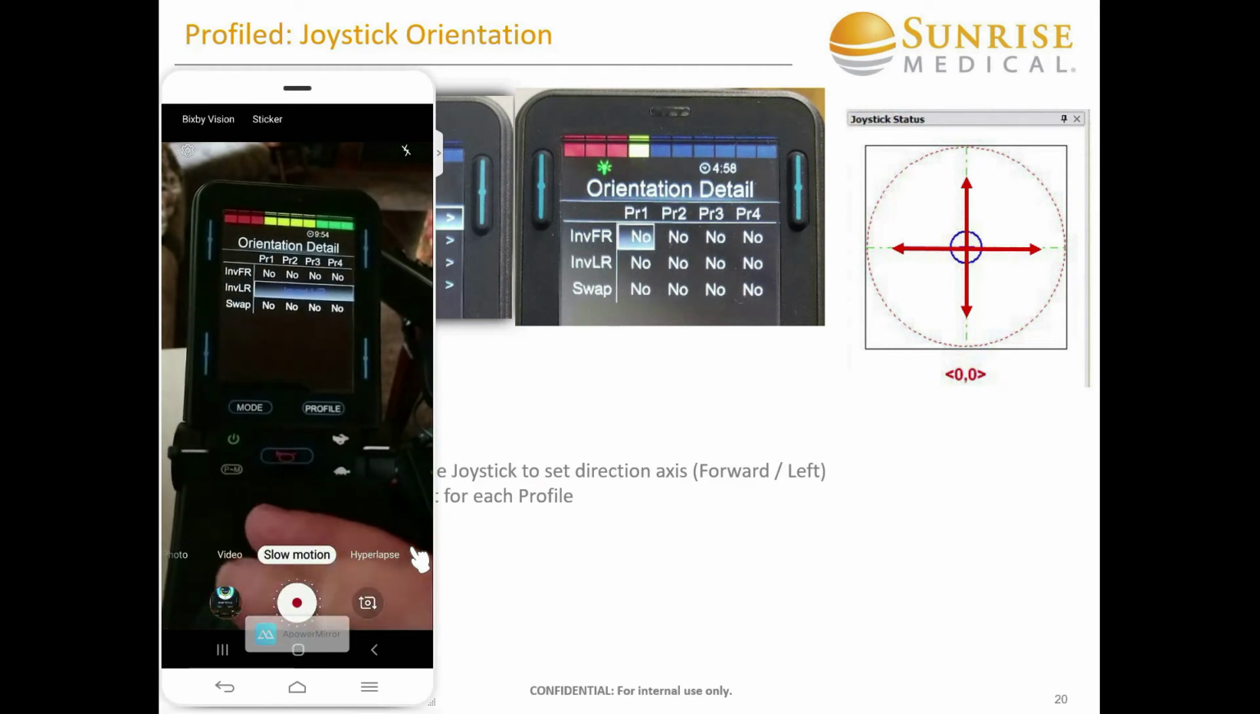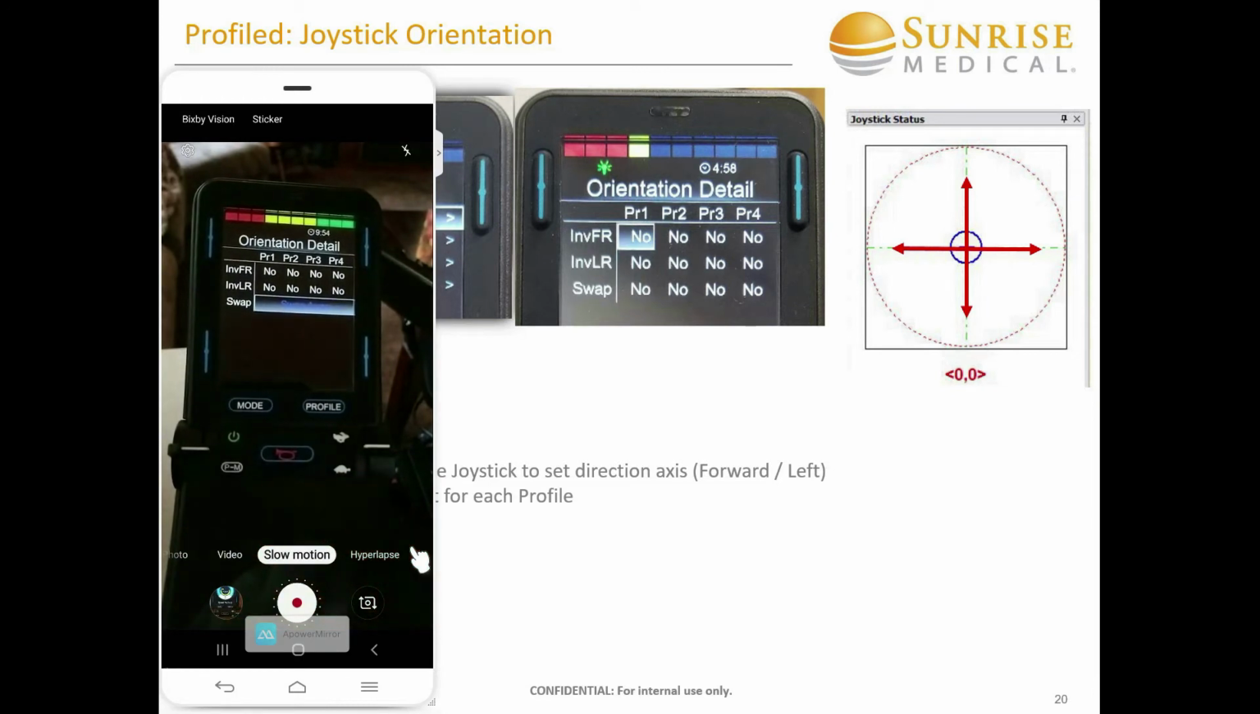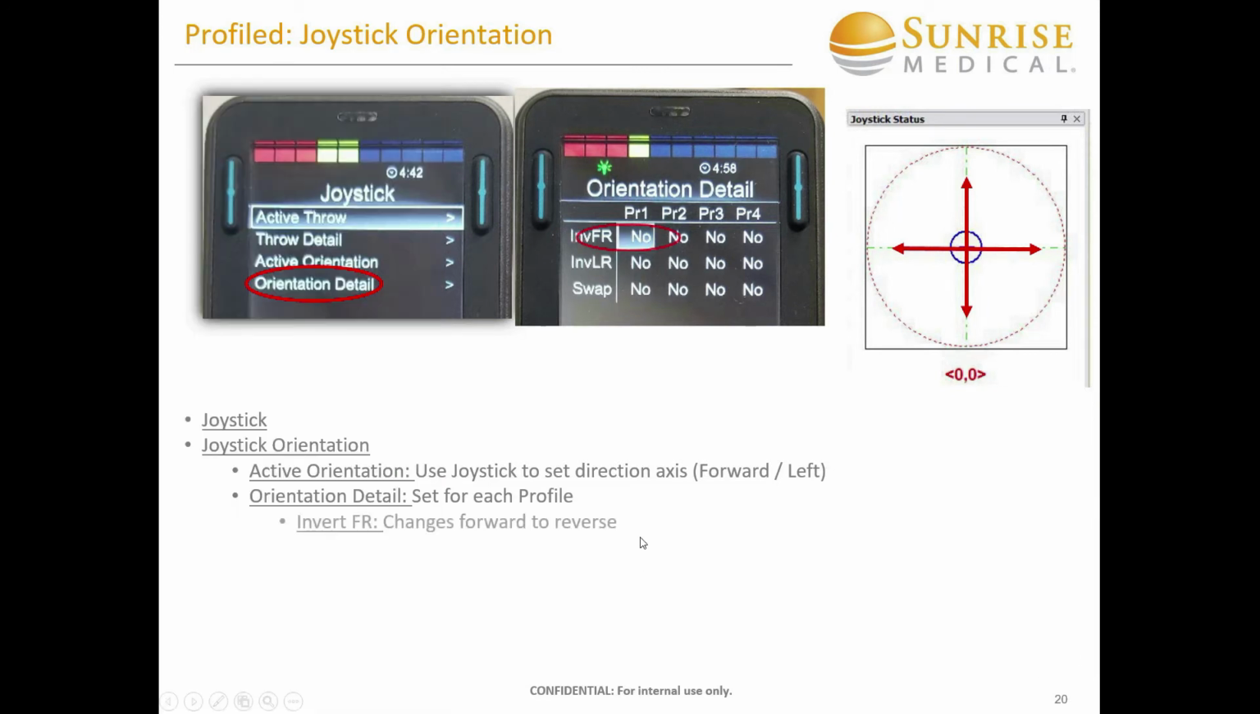All right, but under swap, okay, what is swap? Well, swap allows me the ability to invert forward and reverse, so forward becomes reverse, reverse becomes forward. But what does swap do? Well, swap actually says what I want to do is I want my forward and reverse to become left and right, and I want my left and right to become forward and reverse.